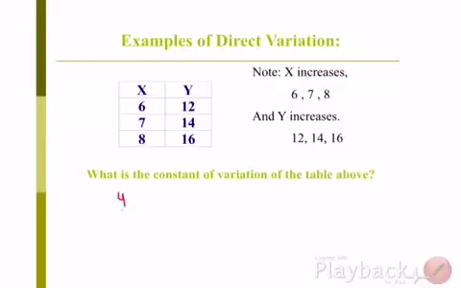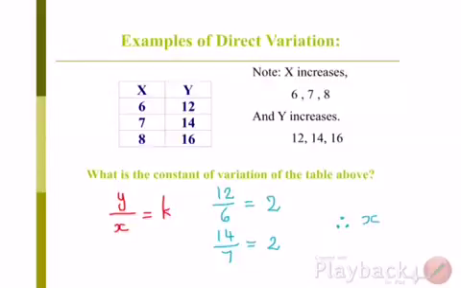So I'm going to do y over x is equal to k, and hopefully I'll get the same answer every time. My first y is 12, and my first x is 6, so 12 divided by 6 is 2. I'm hoping that my k is going to be 2 every time. I'm going to take my second row, my y is 14, my x is 7, which is also 2, so therefore I can say that they vary directly. So x and y vary directly. So y varies directly to x. Our x is our independent variable and our y is our dependent, so we say that y varies to x.